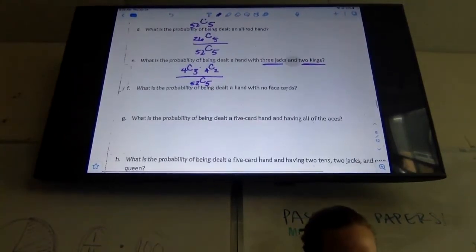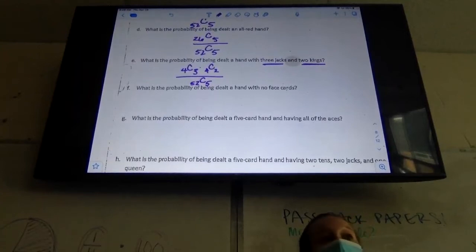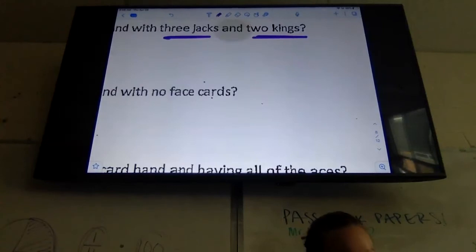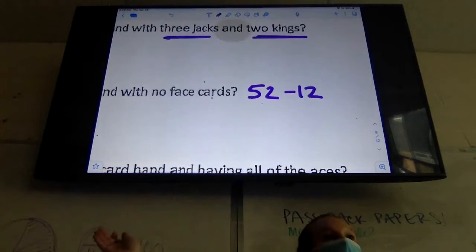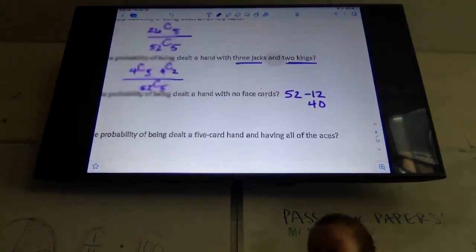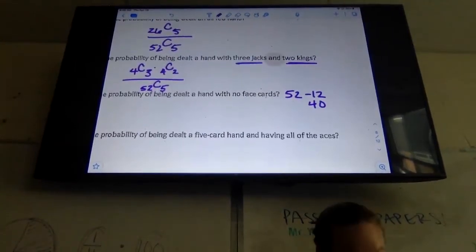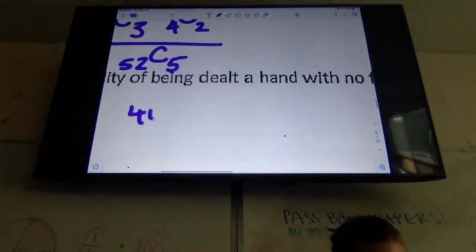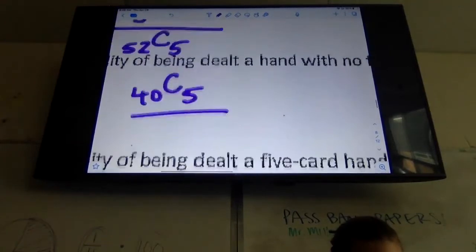All right, what's the probability of being dealt a hand with no face cards? How many are not face cards? 40. How'd you get 40, Chris? 52 minus 12. The total is 52, we have 12 face cards, minus those 12 off, we get 40. So if I want no face cards, all numbers and aces, I'm going to do 40 choose 5 over 52 choose 5.